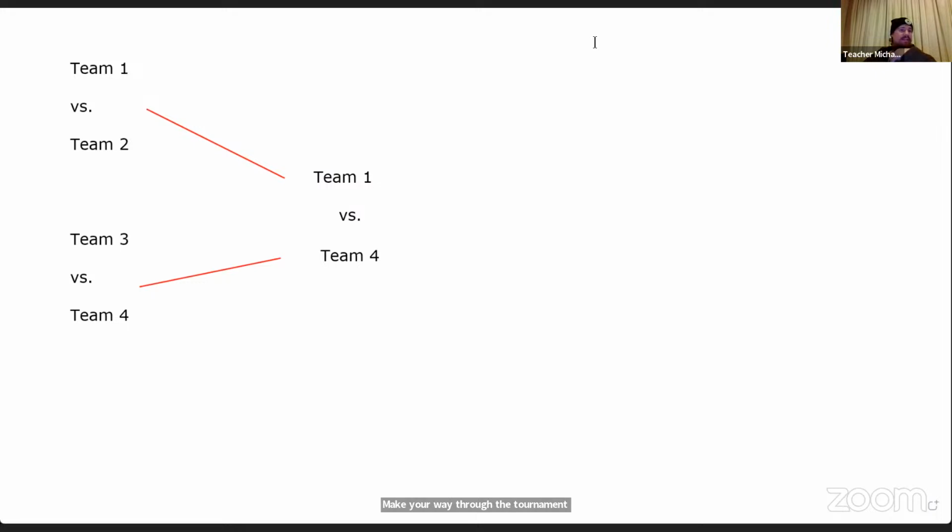Through the tournament brackets. You beat one team and then you move on, and then the team from the match after yours, you verse the winner of them in the next round.